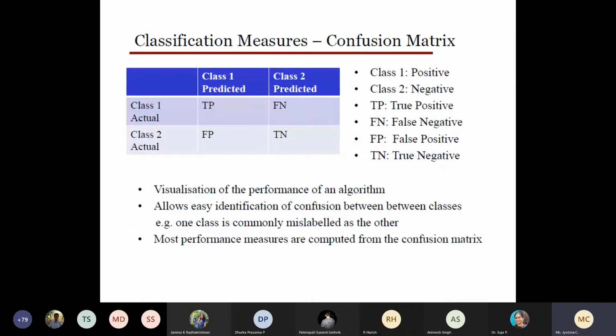The next one: it actually belongs to class 2 but is predicted as class 1. That is called false positive. And if it actually belongs to class 2 and is predicted as class 2, it is called true negative. Maybe we will discuss one example so that you will understand clearly.